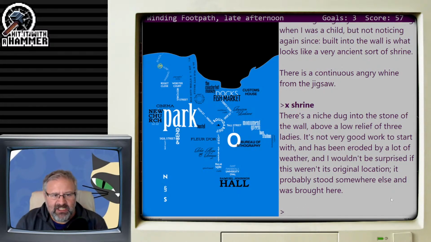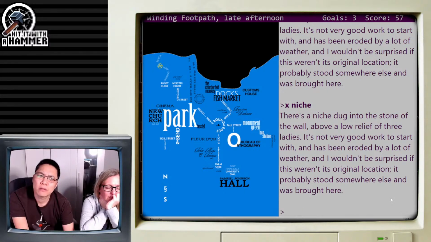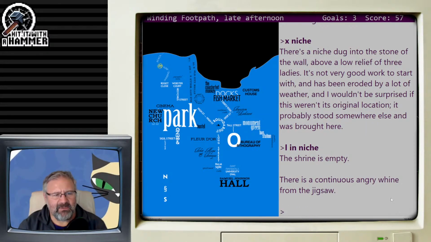Examine shrine. There's a niche dug into the stone of the wall above a low relief of 3 ladies. It's not very good work to start with, and has been eroded by a lot of weather, and I wouldn't be surprised if this weren't its original location. It probably stood somewhere else and was brought here. Oh, so can we take it then? The shrine is empty. There's a niche. I don't think we can take it.